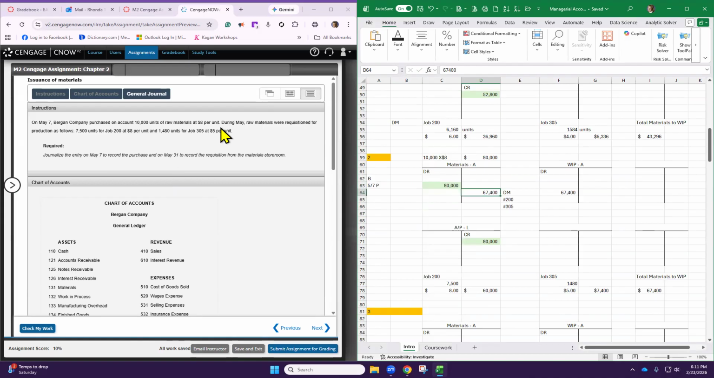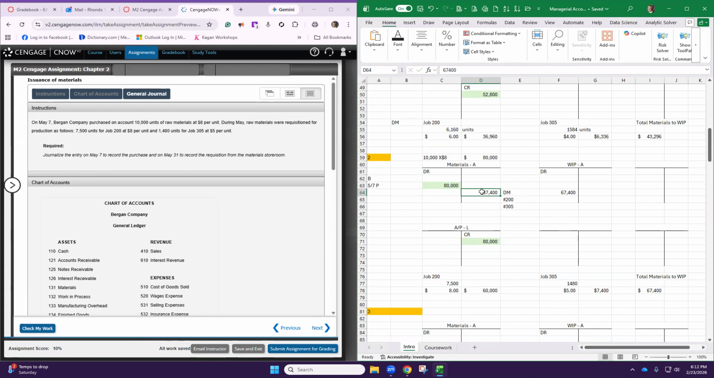All right, and then the raw materials in the same month of May, raw materials were requisitioned as follows: 7,500 units at $8 apiece, so there is 60,000. And then job 305 is 1,480 at $5 apiece. Okay, and then you want to add these two numbers together to know how much went out of direct materials. And we don't have to keep them by the job, but they will be kept by the job when they get over here, eventually.